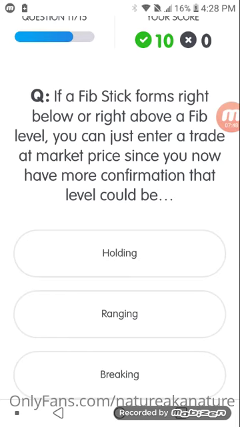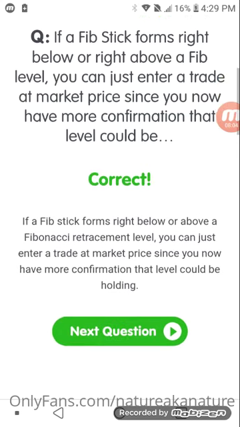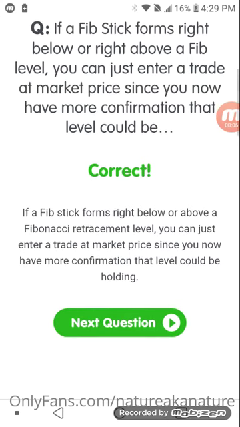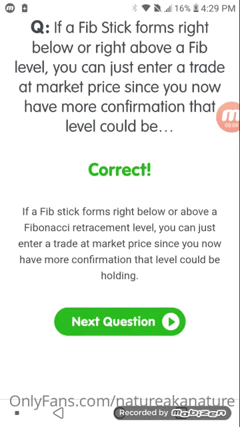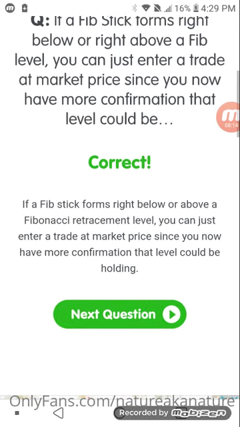You can just enter a trade at the market price since you now have more confirmation that the levels could be holding, okay? Not breaking, not ranging. When you see more Fibonacci, you see the level holding there. It's just like the last question. This gives you more confirmation that buyers or traders are looking at those levels and that those levels could be holding. So if you see a fib stick form right below or above the Fibonacci retracement level, you can just enter a trade at the market price since you now have more confirmation that those levels could be holding.